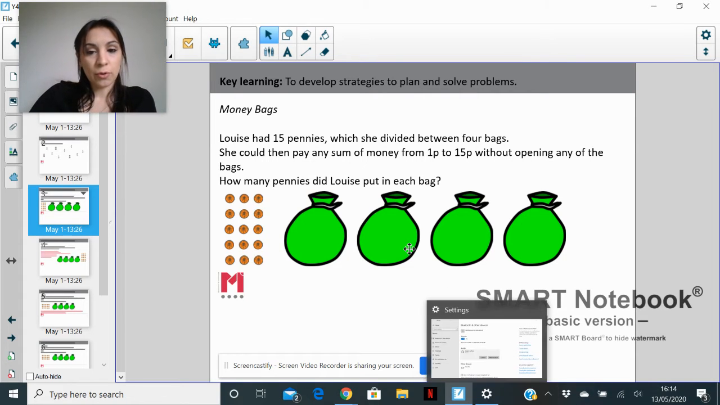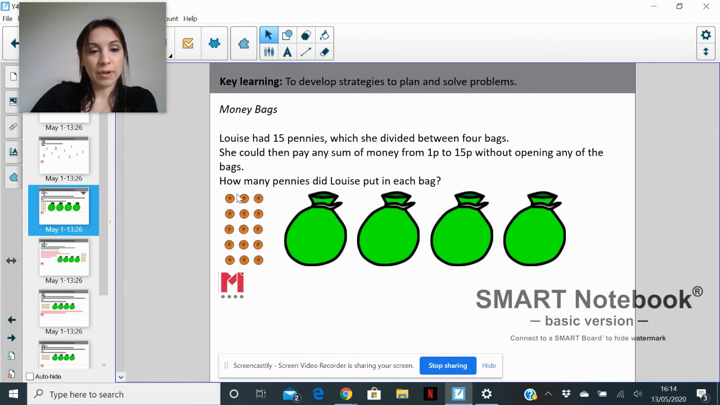So I've got my 4 money bags down here and my 15 pennies. So what the question's asking us to do is to divide these pennies into the bags so that if you went into a shop and there was an item that cost anywhere between 1p and 15p, you could pay for it using a combination of the contents of the money bag.